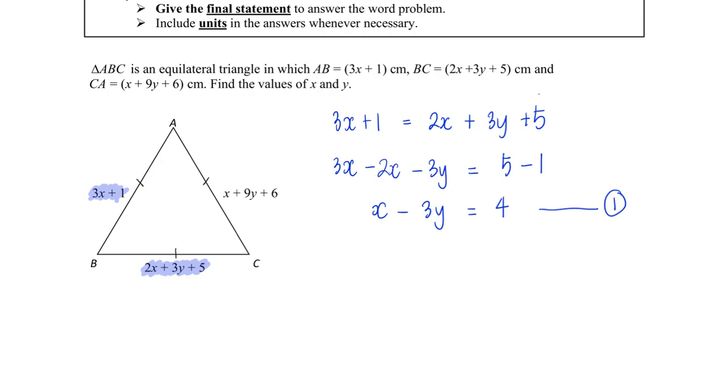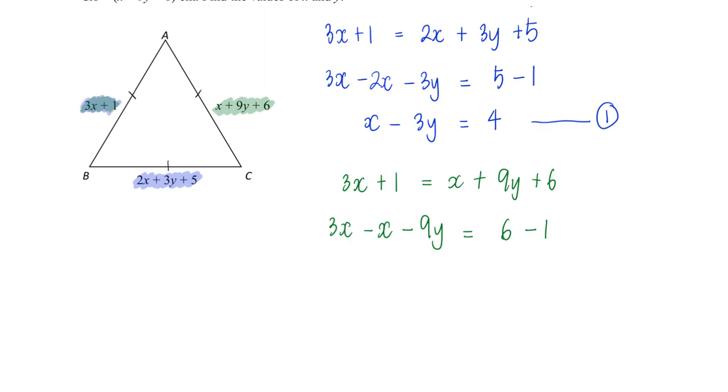I can also do the same for the other two sides. So I'm going to have 3x plus 1 and x plus 9y plus 6, and they are the same. Yes, the lengths are equal. Again, I'm going to simplify this. Minus x on both sides, minus 9y on both sides, and minus 1 on both sides. This will lead me to 2x minus 9y equals 5.